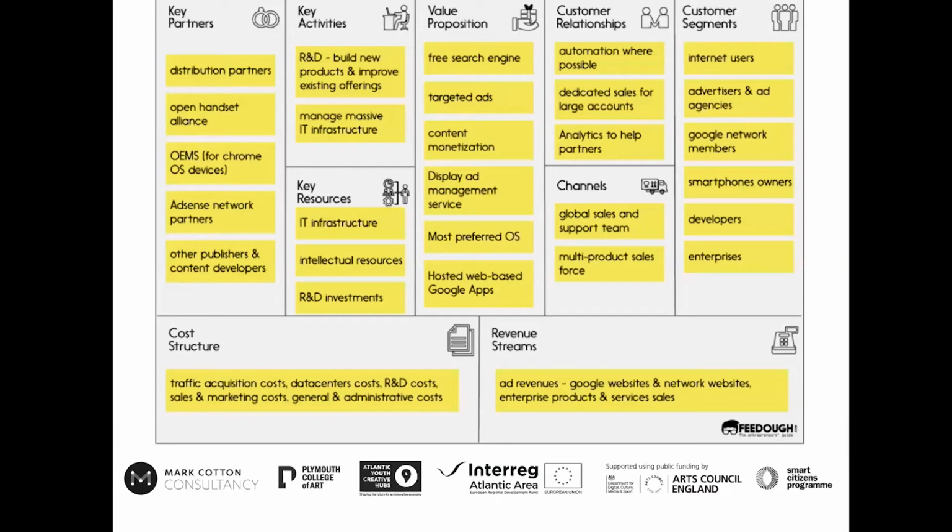What does the model look like? How does it work? How do the different elements of your business fit together? Is there something that you don't know? And therefore, do you need to go and find out? By going through the business model canvas process, you will identify not only what you know, but also what you don't know.